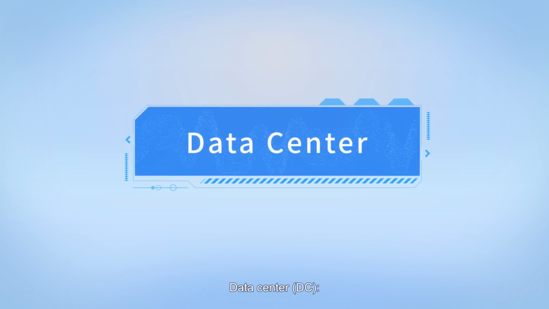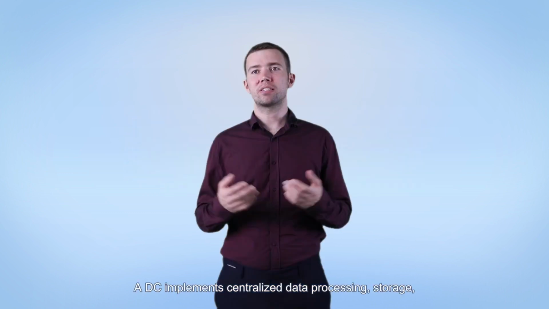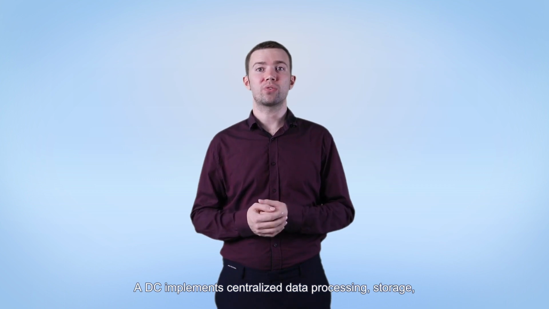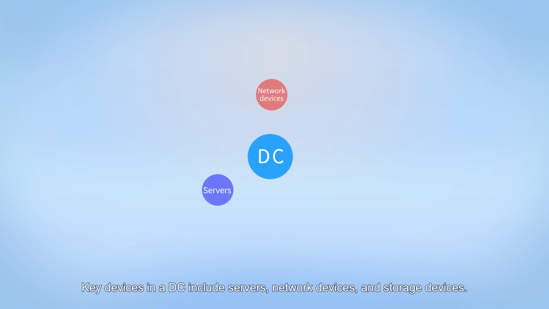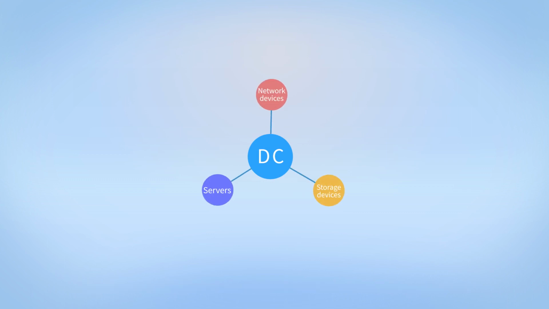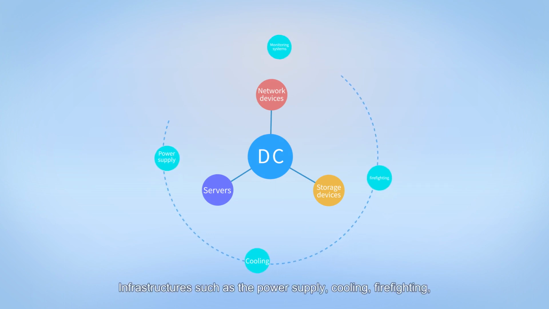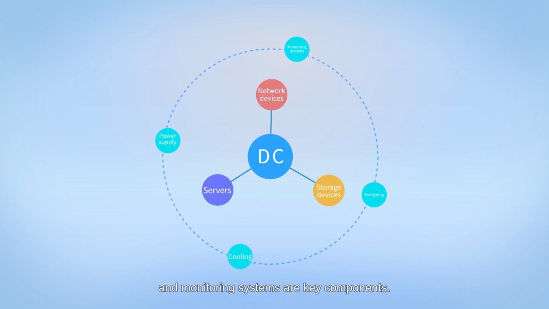Data center. A DC implements centralized data processing, storage, transmission, switching, and management in a physical space, for example, in an equipment room. Key devices in a DC include servers, network devices, and storage devices. Infrastructures such as the power supply, cooling, firefighting, and monitoring systems are key components.